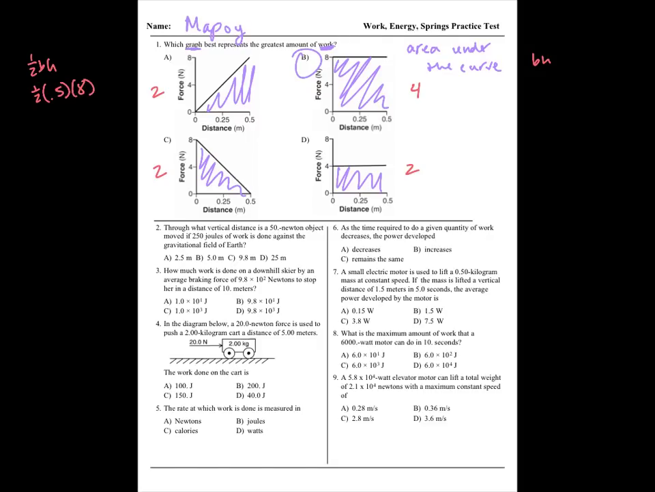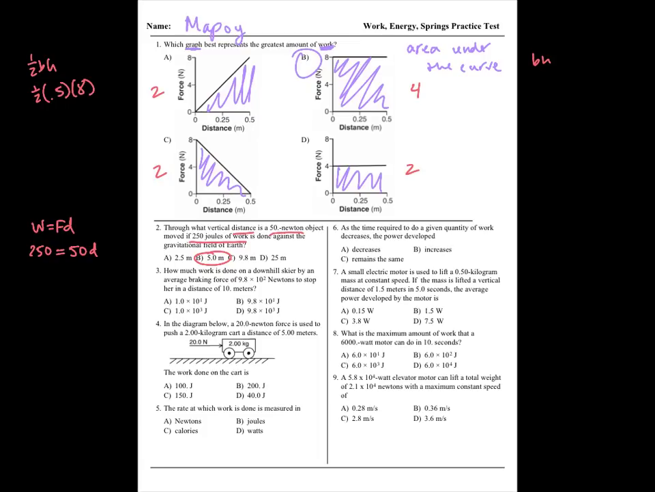Number 2. Through what vertical distance is a 50 Newton object moved if 250 joules of work is done against a gravitational field? So they gave us the weight of the object in newtons. They told us we exerted 250 joules, and we're looking for distance. Remember that work is equal to force times distance. The force is always in newtons. So that should be 5 meters for D.